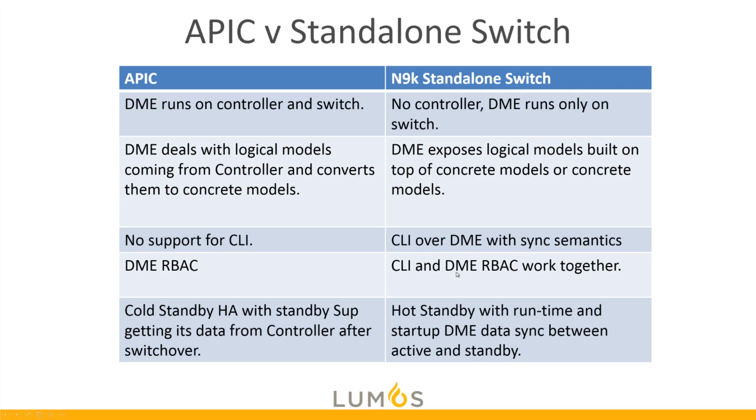And now in the 9K standalone, we have role-based access control through CLI, and the DME RBAC work together essentially natively now. In the APIC, we have a cold standby high availability, with standby supervisors getting their data from the controller after a switchover. In the Nexus 9K, we have hot standby failover with runtime and startup DME synced between the active and standby supervisors.